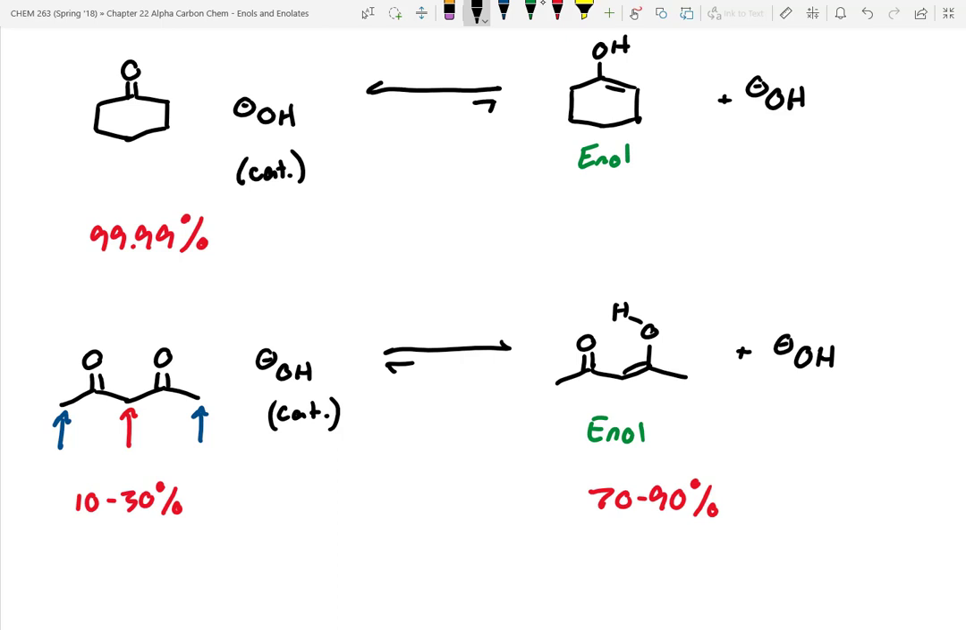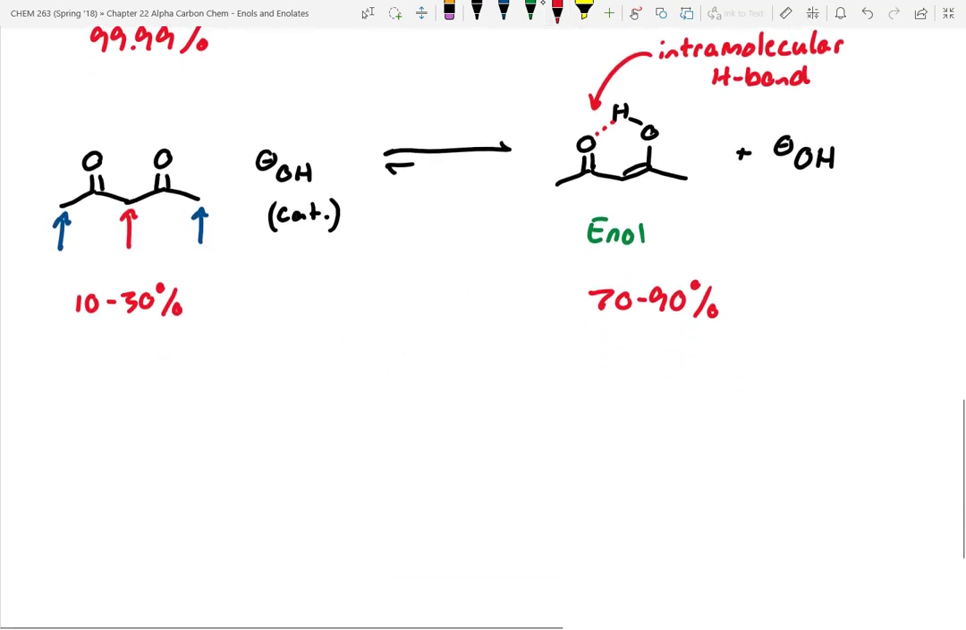Does anybody know why besides resonance? I'll try to give you a hint with the way I drew my product. Yeah, hydrogen bonding. So if you look at this, it can actually hydrogen bond to itself and form an intramolecular hydrogen bond. Does that make sense? So it's really stable and happy that way. That, and it's highly conjugated too. If you remember, conjugation is one of the driving stabilizing forces, and we've got alternating double single bonds here. So this is a pretty happy molecule. All right, let's look at the most extreme example now.